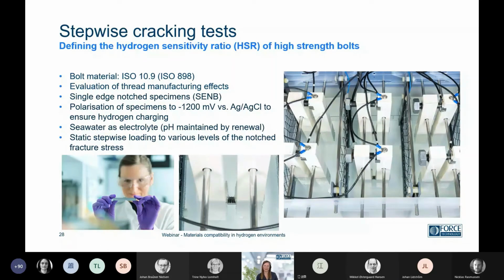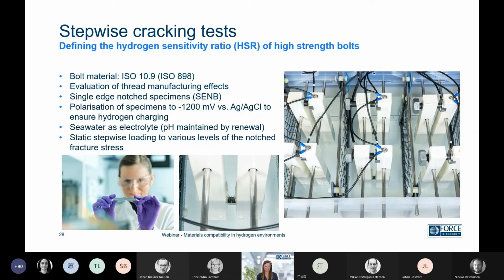What we've done recently is trying to define the hydrogen sensitivity ratio. We've done this multiple times, but this was a study of high strength bolts, because it is a continuous discussion of the effect of thread manufacturing. When you roll a thread, you get a deformed zone with a high hardness. And what effect does that have? High hardness is not good when it comes to hydrogen embrittlement, but there are more aspects to this.